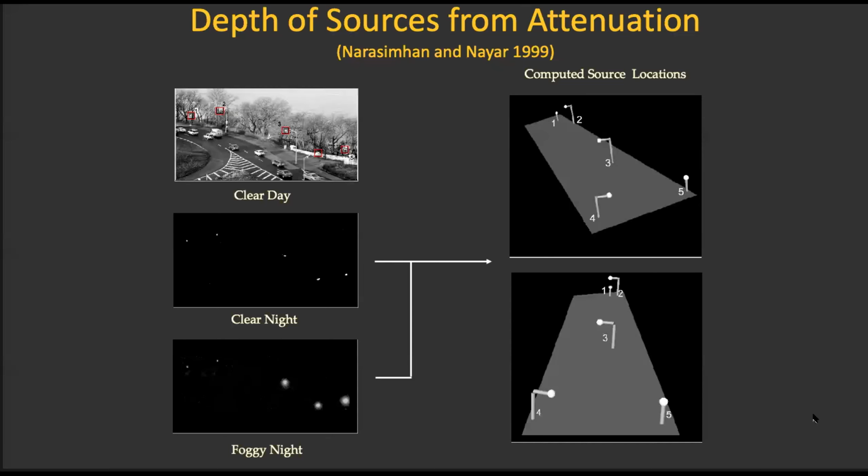Another example I want to mention is from a very early piece of work at ICCV 1999, where we were looking at light sources on a clear night and a foggy night. The attenuation would tell you the relative distance of the light sources from the camera. So how far is one street lamp with respect to another one? That could be computed using the attenuation model. So this is yet another example of looking at a light source and getting information about the scene.